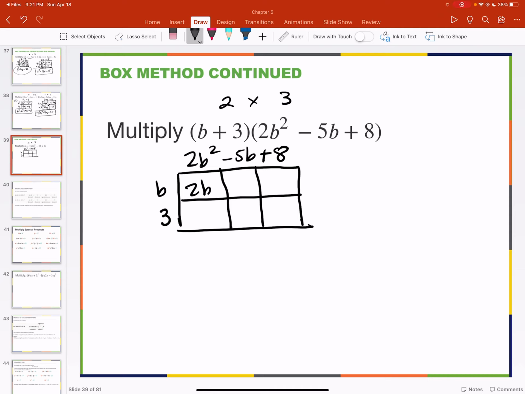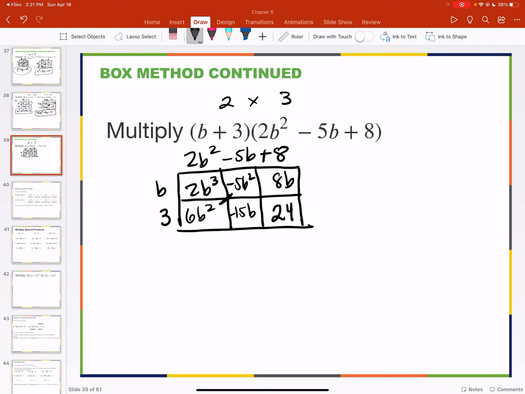We get 2b cubed here. B times negative 5b is negative 5b squared. 8 times b is 8b. 2b squared times 3 is 6b squared. 3 times negative 5b is negative 15b. 8 times 3 is 24.